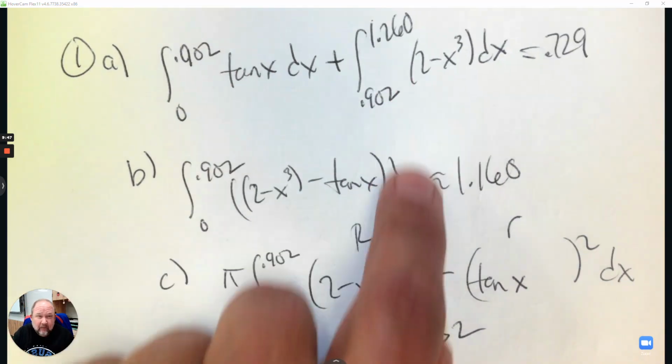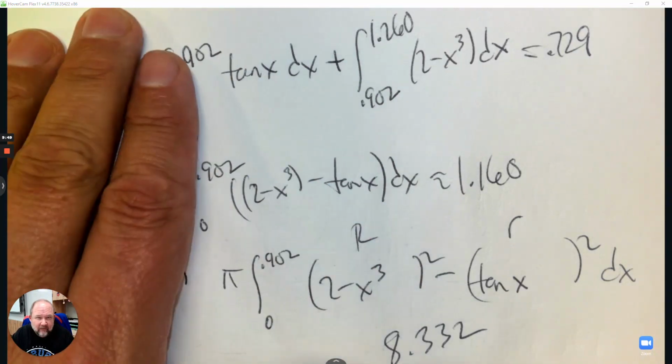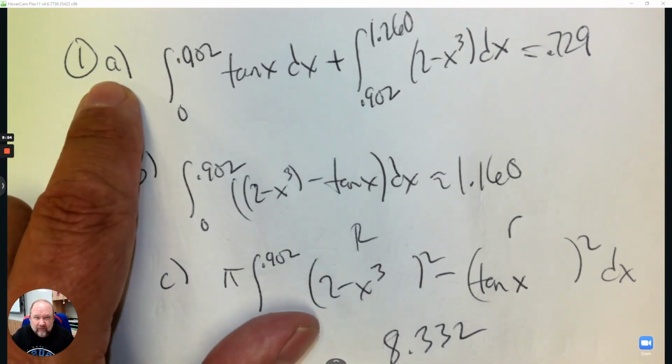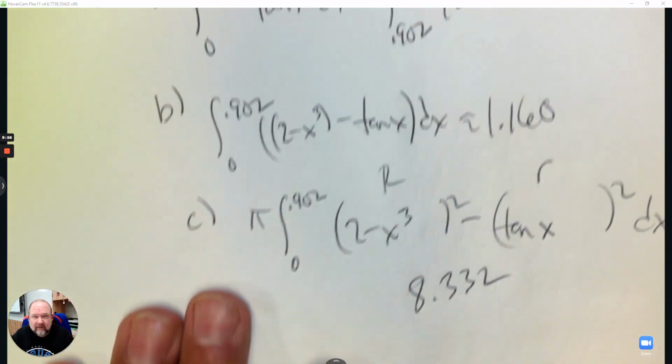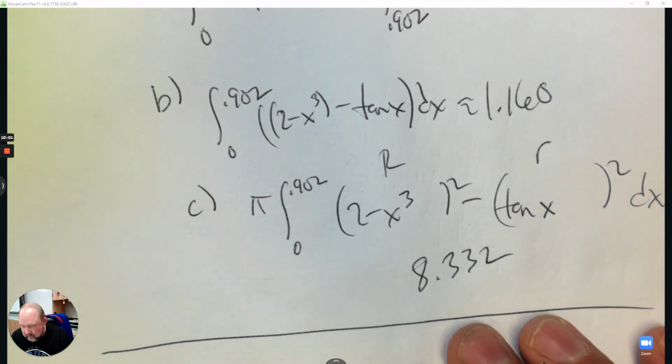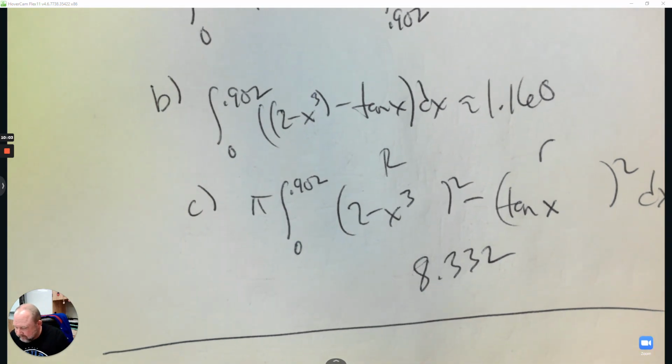Honestly, a fairly basic question in terms of setup. Like, I understand it's integration, find the bounds, top, subtract, bottom. Maybe part A was the tricky one where you had 2 integrations. But part B and C, those are more basic area and volume questions that we need to get better at. All right, number 2.